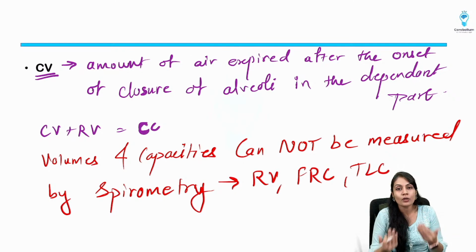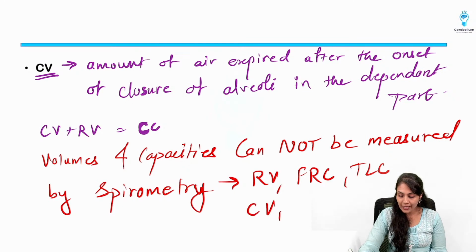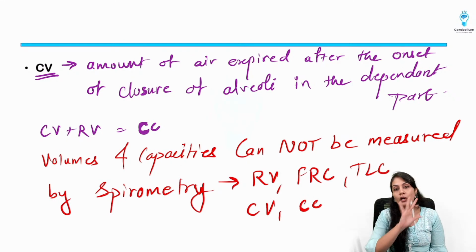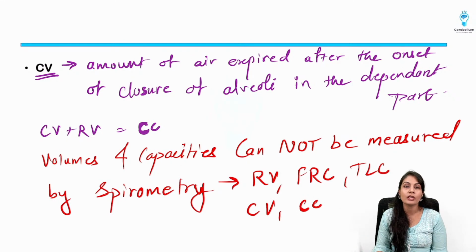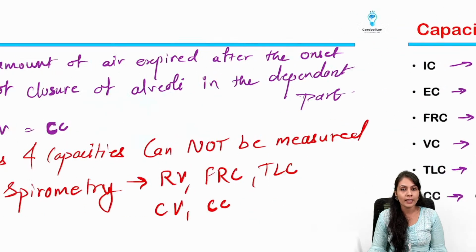to tell. Spirometer won't tell us when the basal alveoli, or the dependent part alveoli, have been closed, and that's why we cannot distinguish between that, and CC cannot be measured. CV cannot be measured, and again in the CC we do have RV. So these 5 things, these volumes and capacities, we cannot measure with the help of spirometry. For that we require different instruments and different methodology to measure all these things, right?